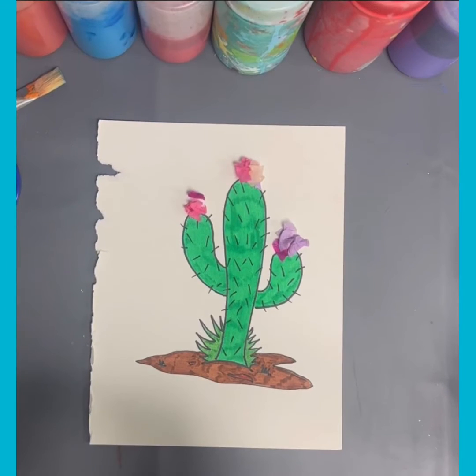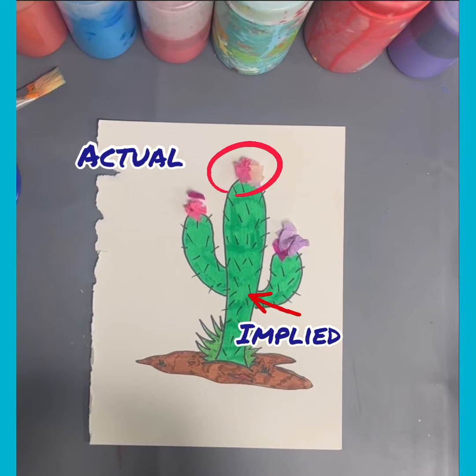You now have a work of art that uses both actual texture and implied texture. We used crumpled up paper to create the actual texture for the flowers, and we used different lines to create implied texture for the spikes on the cactus.